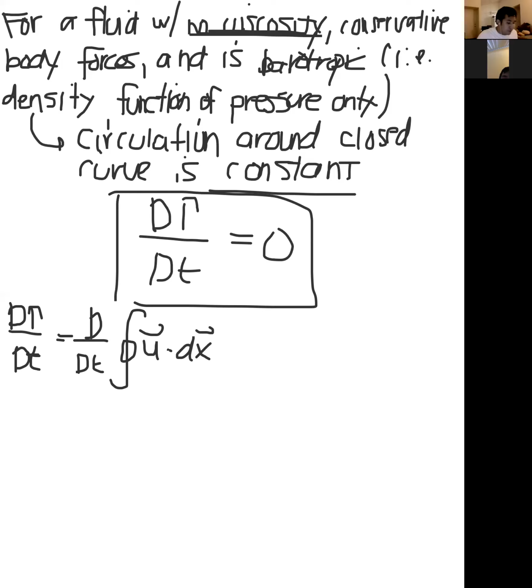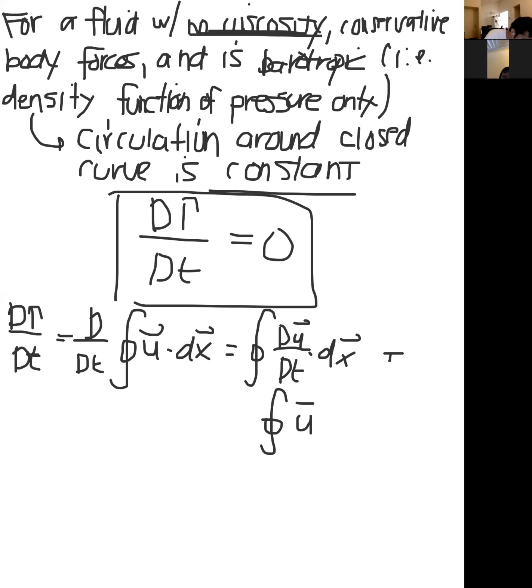Okay, so if we use the Green's theorem formula that we had before, we can say that this is equal to the material derivative of the integral of u dot dx. Then, basically using the chain rule, we can set this as equal to the material derivative of velocity, du/dt, dotted with dx, plus the line integral of u times the material derivative of dx.